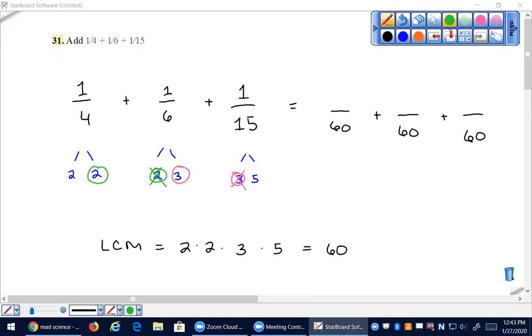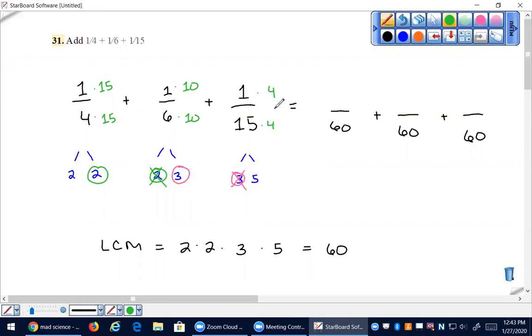Okay, how do we get from 4 to 60? Multiply by 15. How do we get from 6 to 60? That's 10. And then 4. You could just use 60 divided by 4 in your calculator to get the 15 if you weren't sure where it came from.